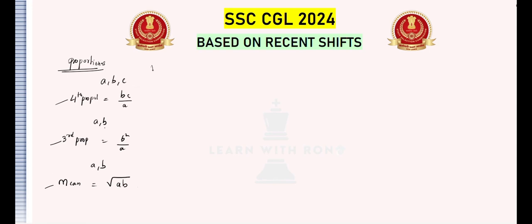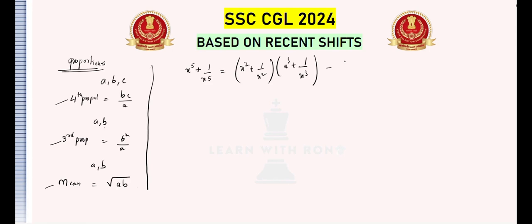Okay. And if you know these formulas, maybe you know x power 5 plus 1 by x power 5, how to find? Simply x square plus 1 by x square multiply with x cube plus 1 by x cube and subtract x plus 1 by x. Here they give an odd number, so 2 consecutive numbers, 2 plus 3. So for example, if they ask 1 by x power 7 plus x power 7, 2 consecutive numbers whose sum is 7, that is 3 and 4, right? So x cube plus 1 by x cube, x power 4 plus 1 by x power 4, minus x plus 1 by x. You need to know.